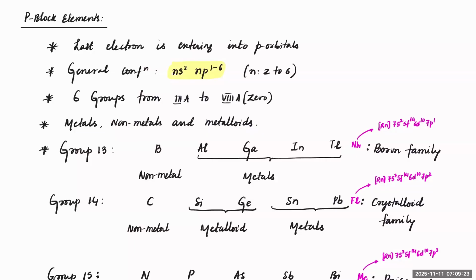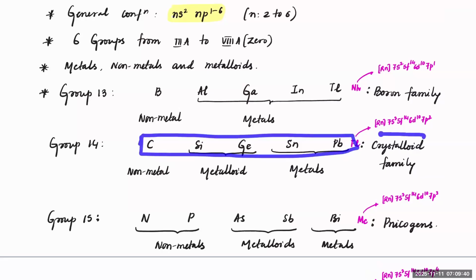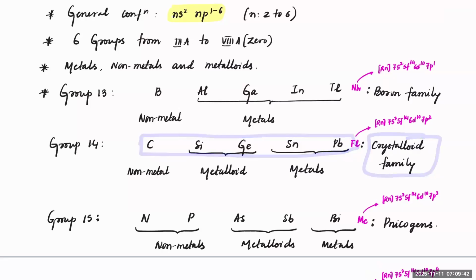Okay. Group 13, if you notice, boron, aluminum, gallium, indium, thallium. These are the elements which we have. Got it? And we call it the boron family. Group 14 starts from carbon, ends with lead, which we call the carbon family.